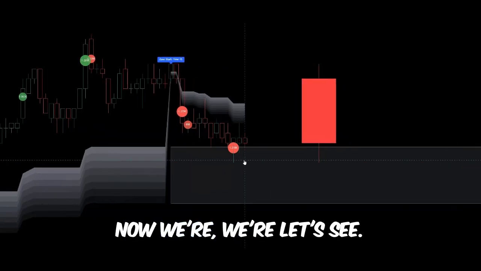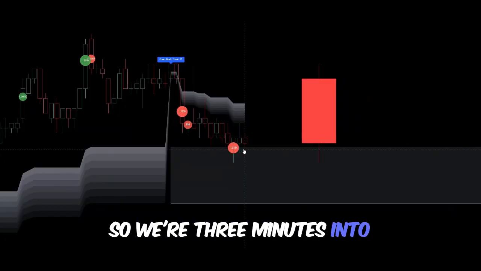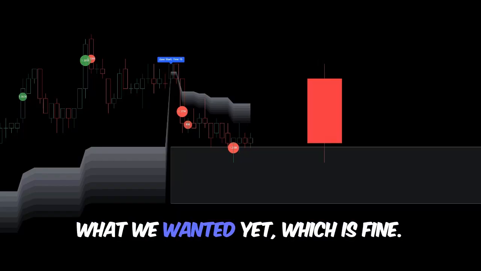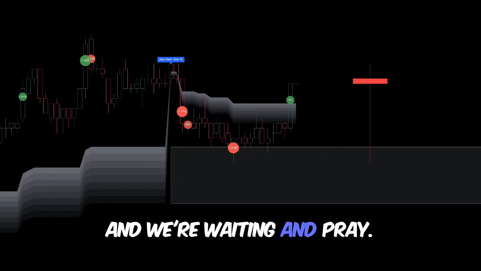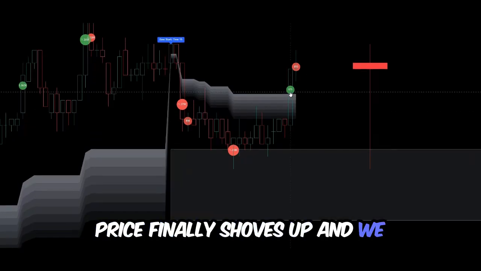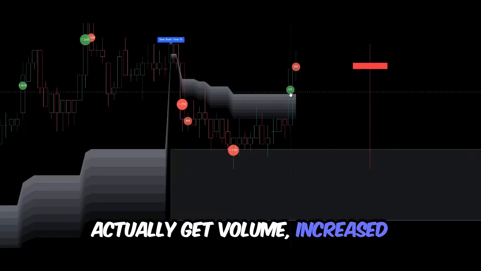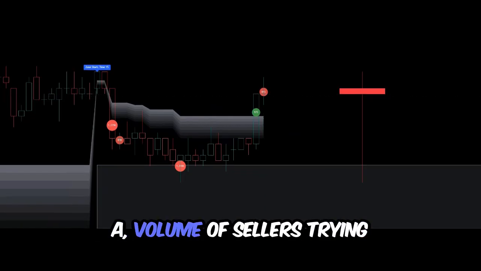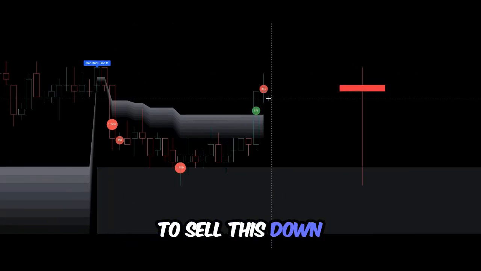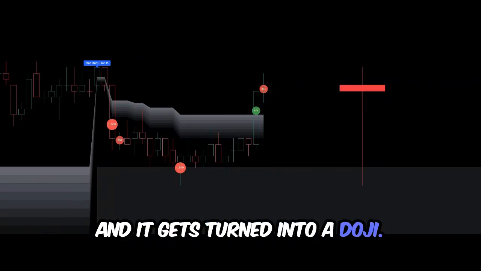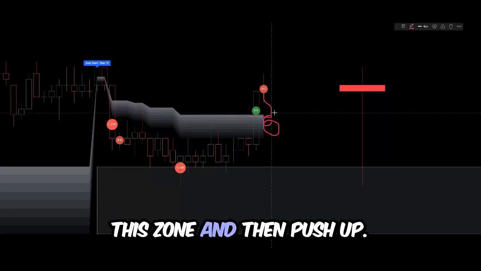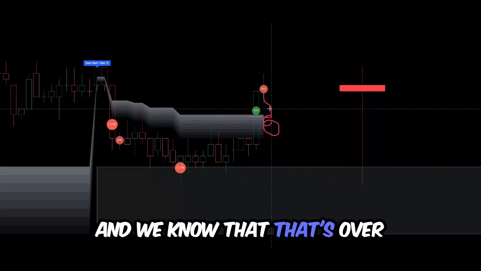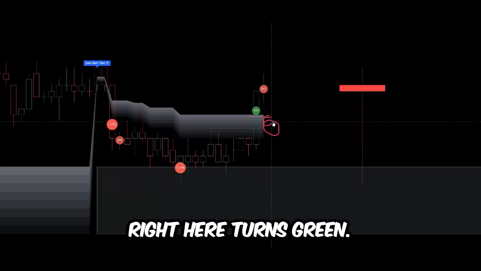Now, this candle started at 2:15, so we're 3 minutes into the candle, and we still haven't got what we wanted yet, which is fine. Now we're waiting and we're waiting and we're waiting. And price, okay, there we go, boom. Price finally shoves up, and we actually get volume increased as it shoves through there. That's a good sign. The next candle after that gets volume of sellers trying to sell this down, and it gets turned into a doji. Now, what we want to see happen is we want to see price come down and respect this zone and then push up, right? And we know that that's over with when this candle right here turns green.